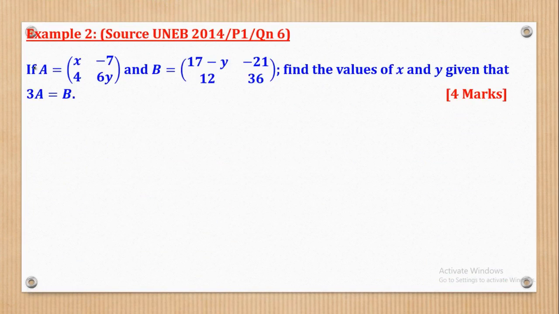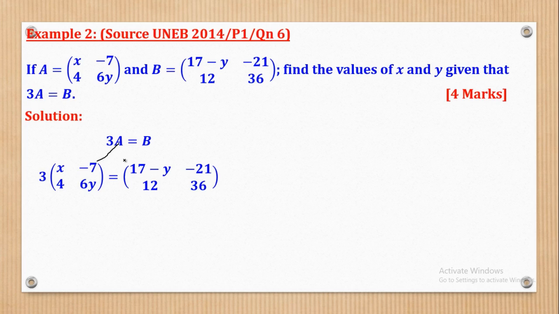Now we shall go to example 2. Example 2 was got from UNEB 2014 paper 1 question 6, and it says if matrix A is that, and B is that, find the values of x and y given that 3A is equal to B. So the first thing to do is to write down the condition given, then after that we substitute. Where there is A, we shall put matrix A. Where there is B, we shall put matrix B.